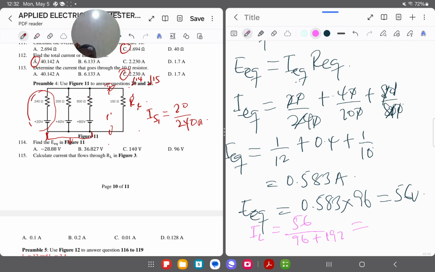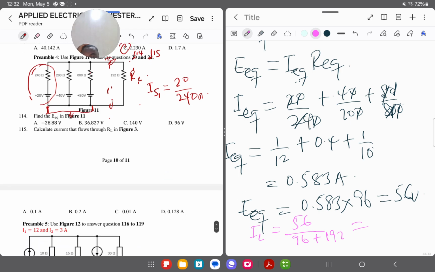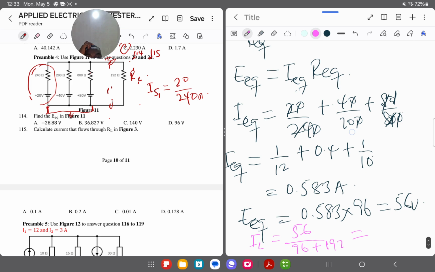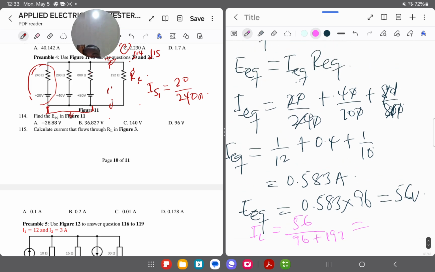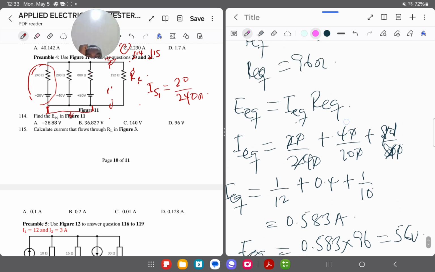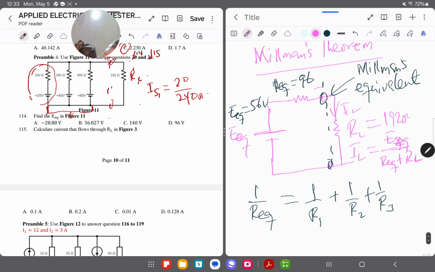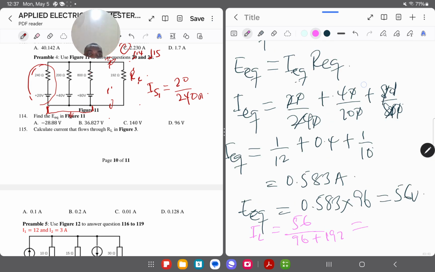Even with that, I think there's a mistake here. Let me check this well again. When it comes to the equivalent voltage, what did I get? I got 56, right? But the answer options say there's no 56 volts there. So let's check. I think there's a mistake somewhere.